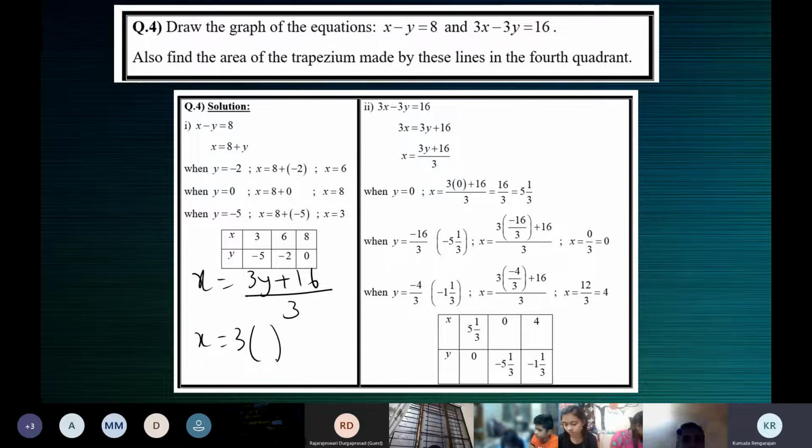This bracket is y, okay? Plus 16 by 3. Do you understand this one? Yes, ma'am. Now, what numbers do you wish to have in the numerator? Definitely 0 or a multiple of 3, correct? Yes, ma'am. You want the numerator to become 0, not the value of y. The numerator itself should become 0, or it should be a multiple of 3, correct? Yes, ma'am. Now, which multiple of 3 do you wish to have in the numerator?